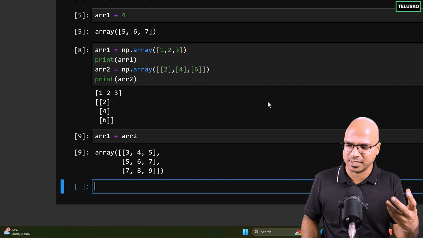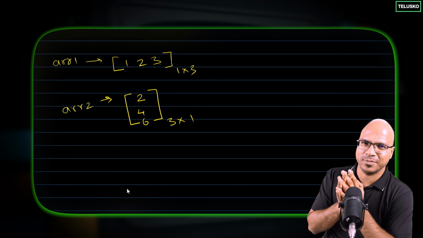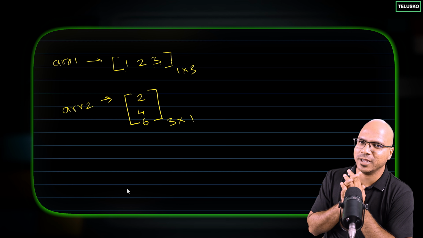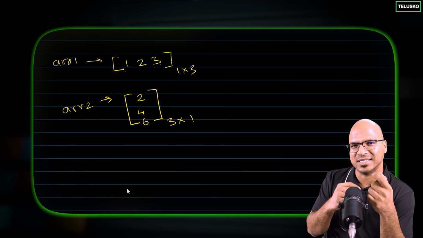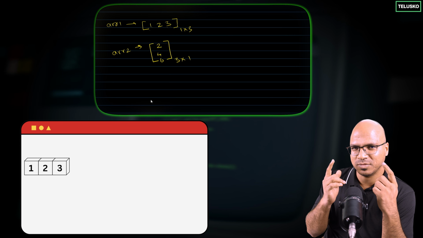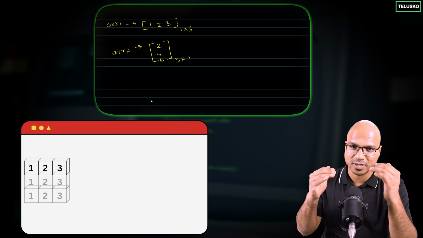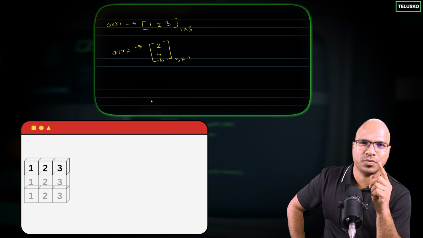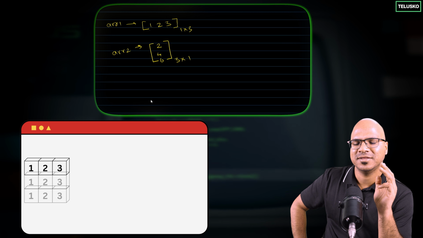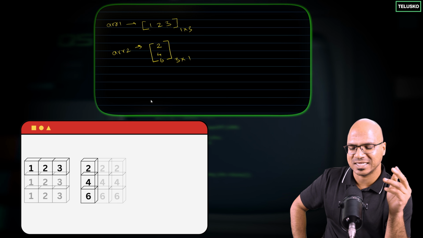Now, what happens behind the scenes, let's imagine with the animation. So you got array 1, which is 1 to 3, a single dimensional array, 1 into 3, right? And the second one is 3 into 1, a 2-dimensional array. Now, if you want to add them, how will you adjust it? What if you can make the first array something like this, where you have 1 to 3, 1 to 3, 1 to 3, where you have 3 rows and 3 columns. So you are just copying the values. Now, this is 3 into 3, the first one, and the second one is 3 into 1. What if you can also change the second one and make it 3 into 3 by copying the columns? So 2, 2, 2, 4, 4, 4, 6, 6, 6.